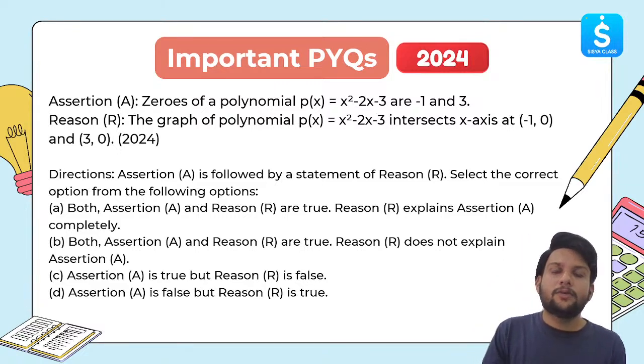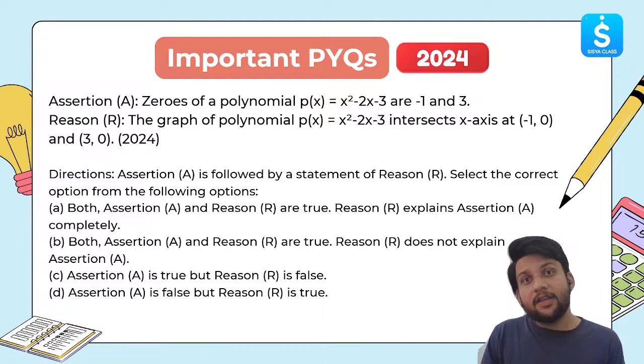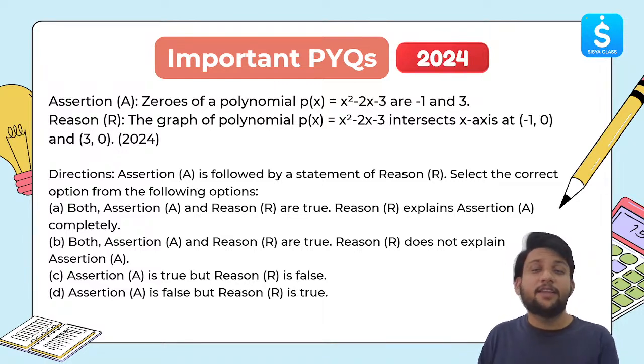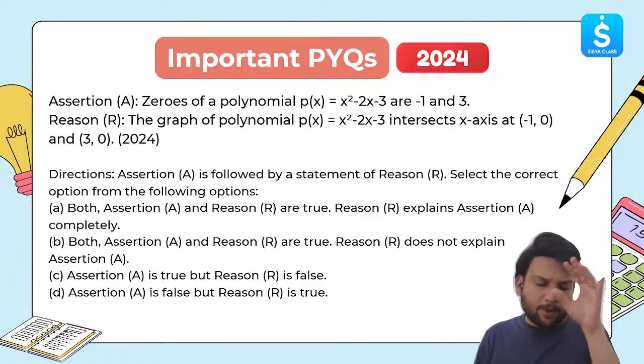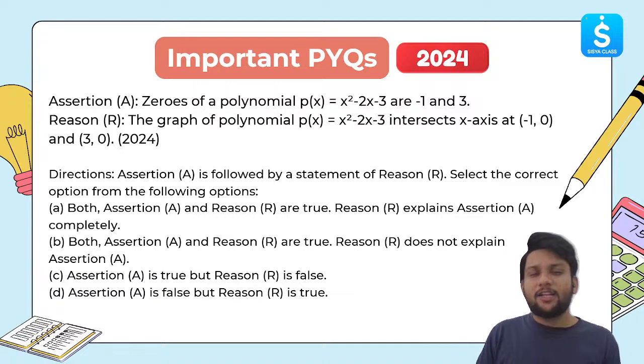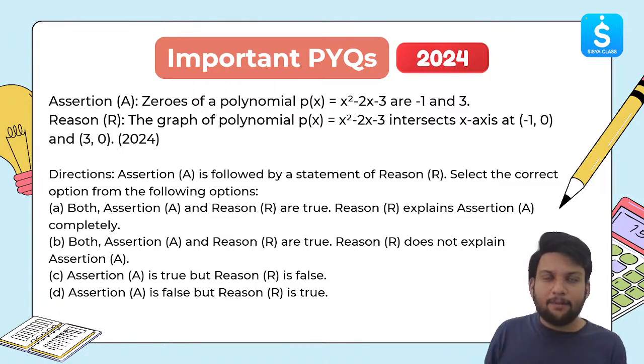Option C we choose when the assertion is true, but reason R is false. And option D we choose when the assertion is false, but the reason is true. These options are pretty standard for 10th class, 12th class. Even after your graduation, you will always find this A, B, C, D. This is universally accepted. All right, let's move forward.